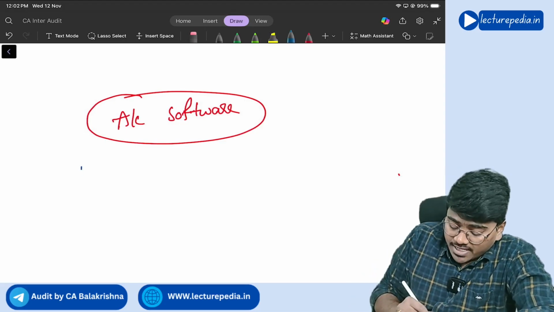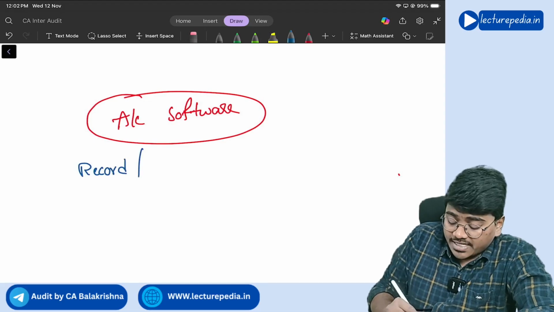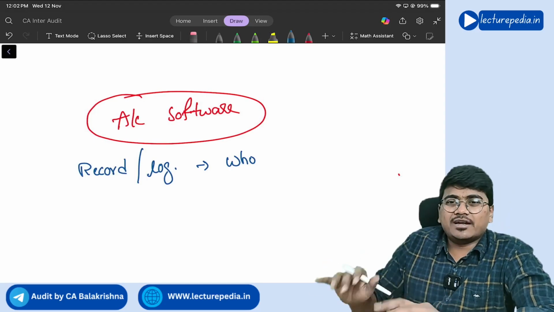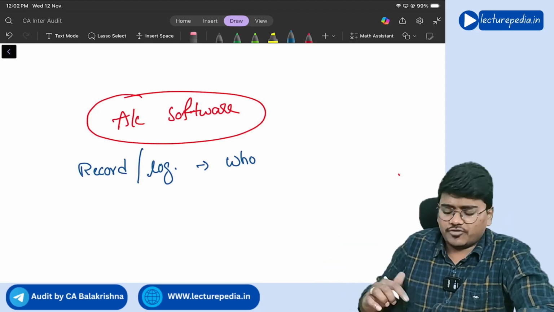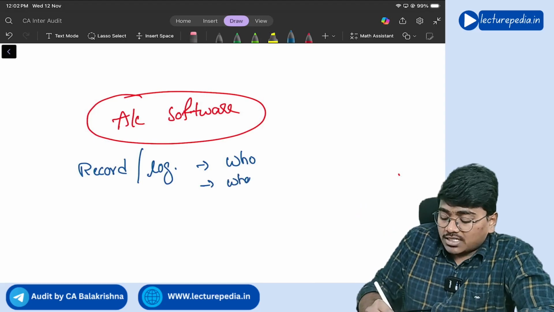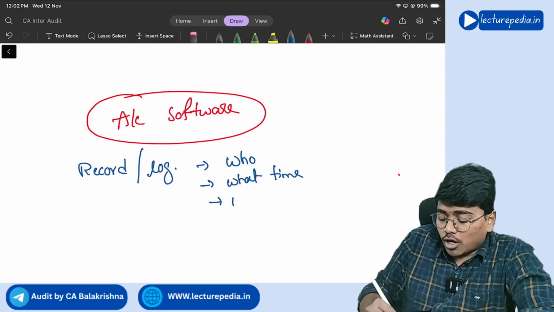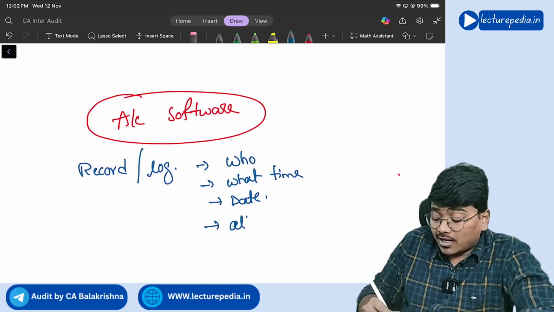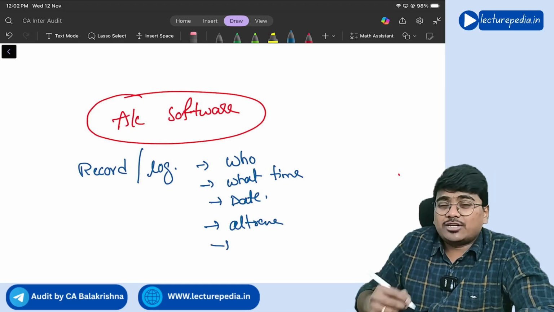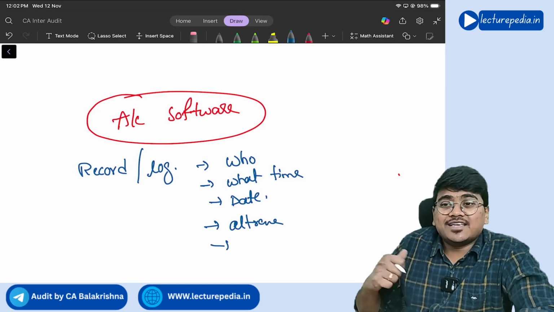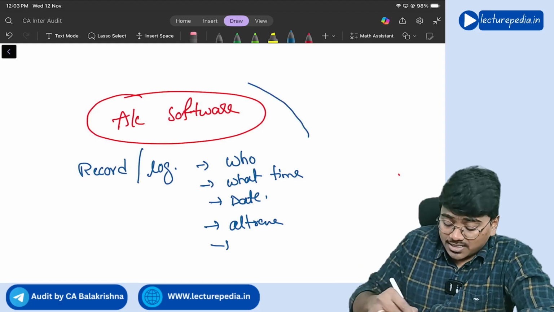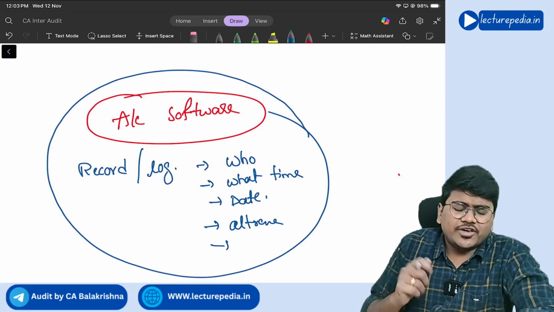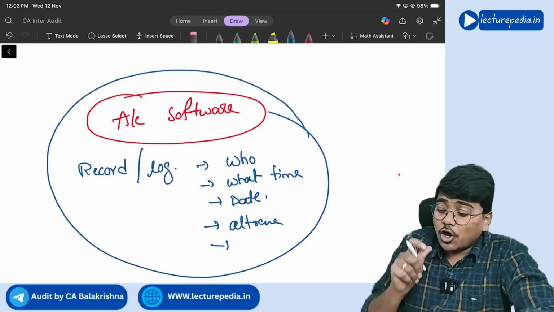It will maintain a record, a log of who has passed entries in the books of accounts, that is in the software, and at what time and at what date they have passed the entries, and who has altered the entries, and at what time and at what date they have altered the entries. All this record will be kept by this feature, and we will call that feature audit trail.